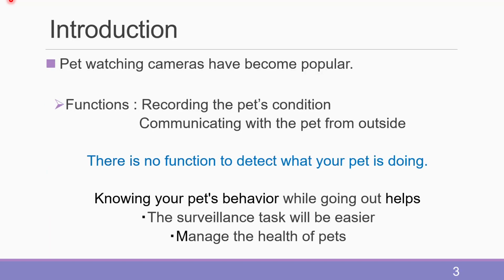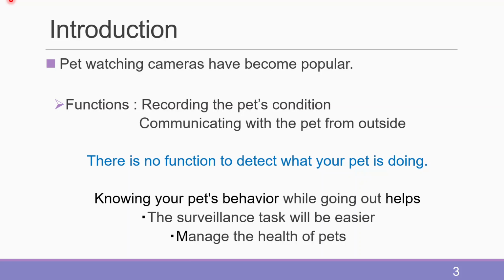I'd like to start by talking about introduction. Recently, pet watching cameras have become popular. This makes it possible to check on a pet from the place we visit using a smartphone or other device. These cameras have various functions, such as recording the pet's condition and communicating with the pet from outside.